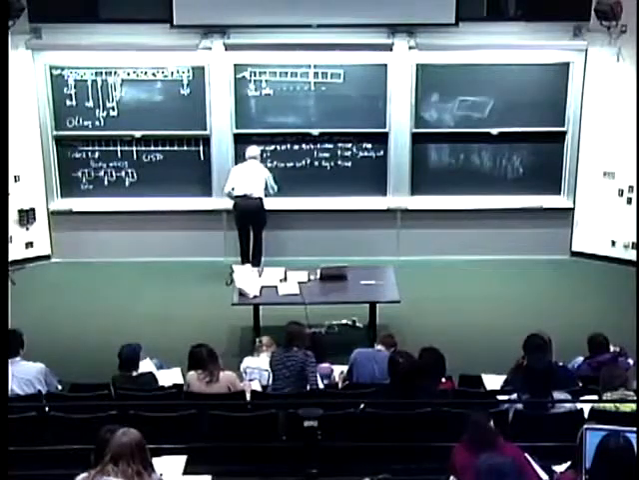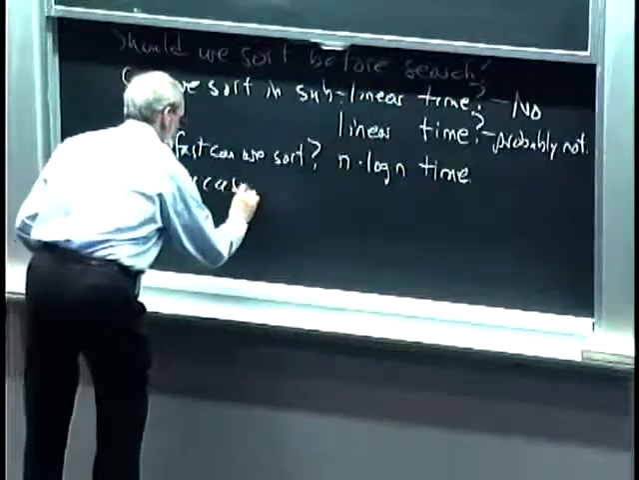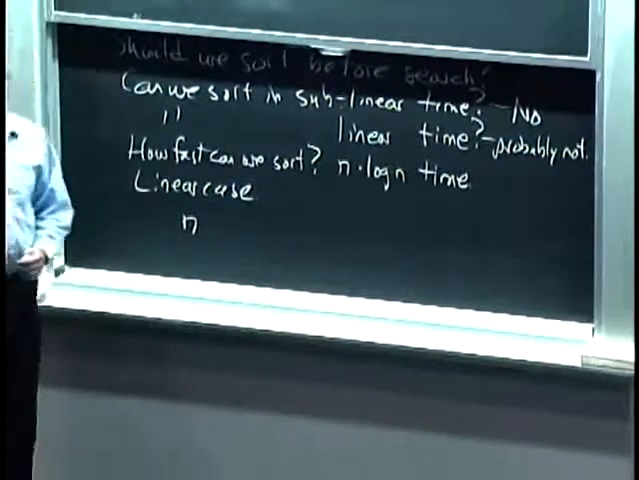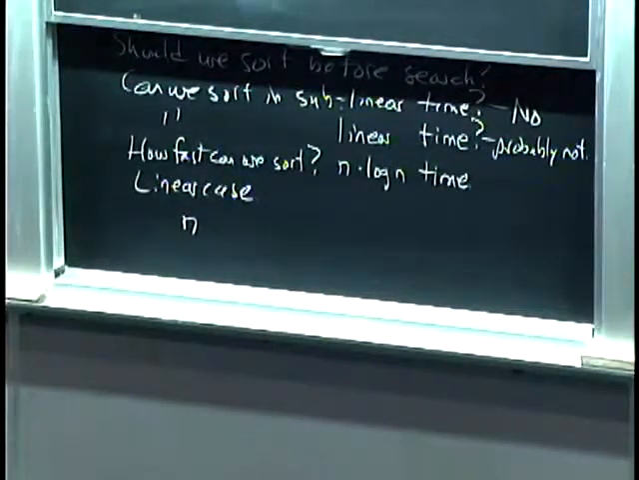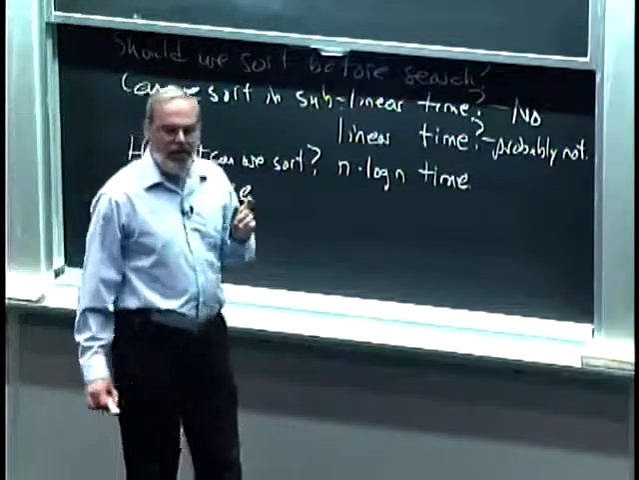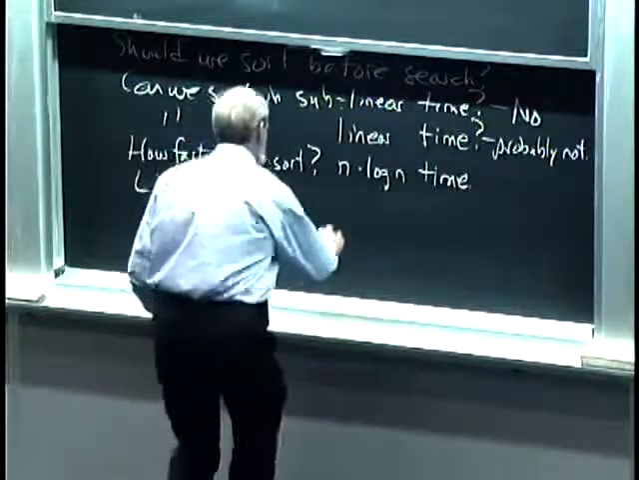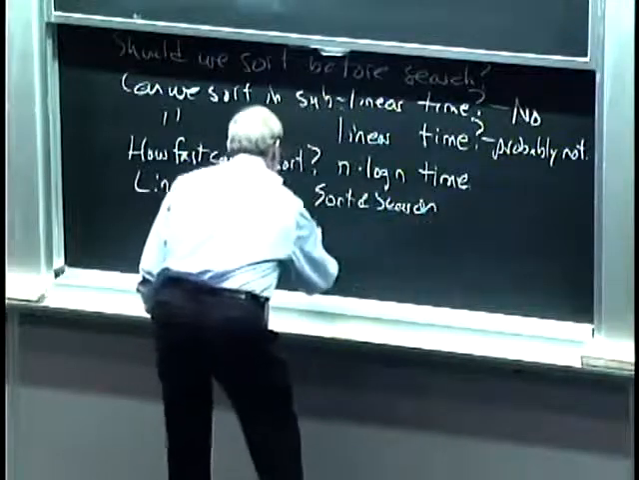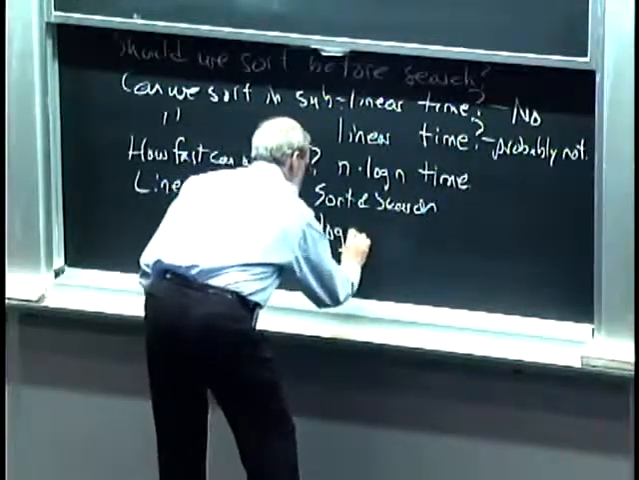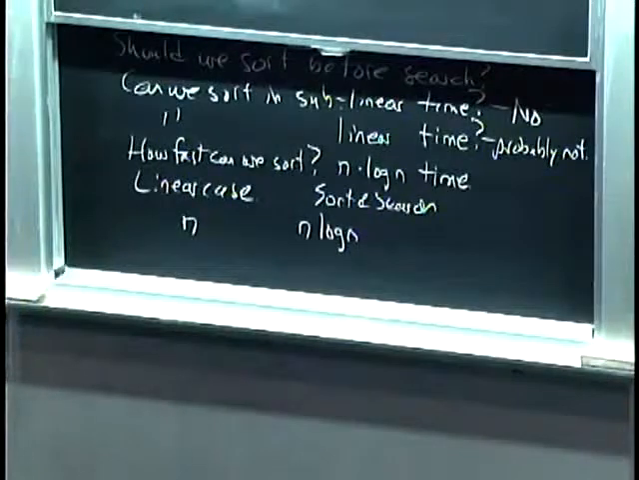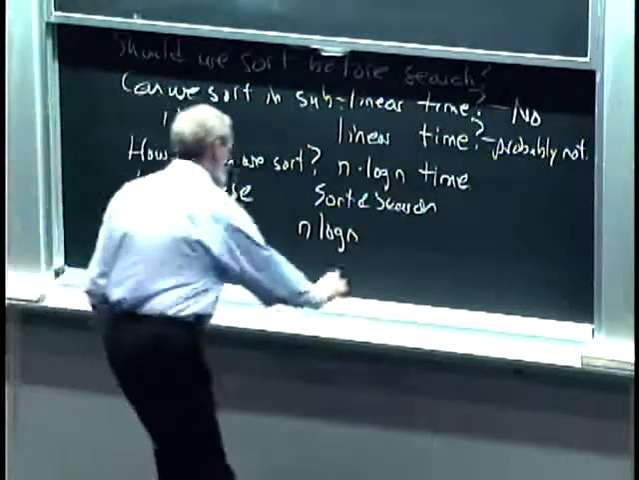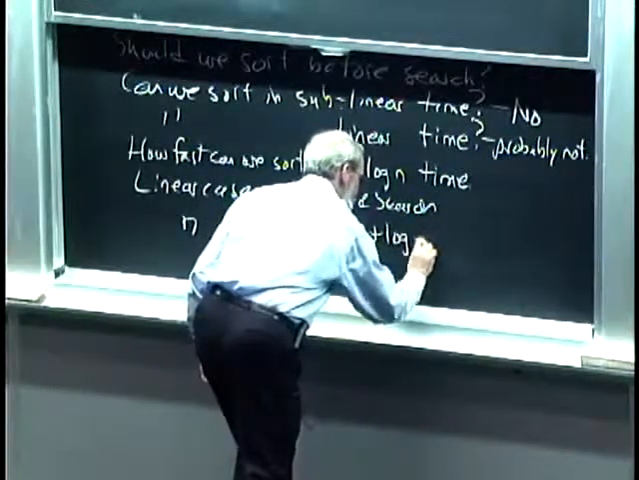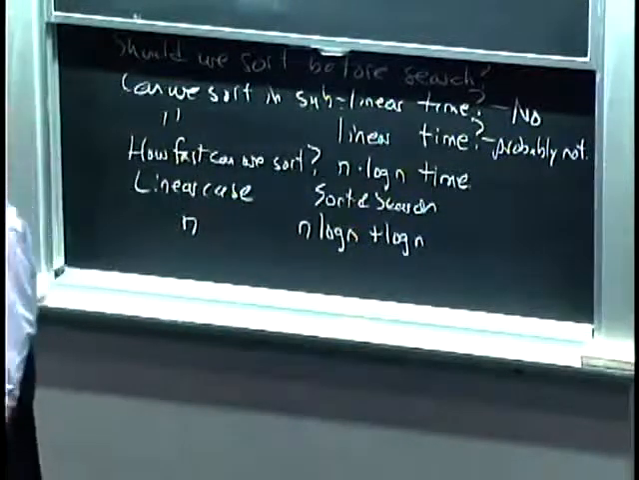Okay, so let's do the comparison. If I'm just going to take an unsorted list and search it, I could do it in linear time, right? One at a time, walk down the elements until I find it. That would be order n. On the other hand, if I want to sort it first, if I want to do sort and search, I want to sort it. It's going to take n log n time to sort it. And having done that, then I can search it in log n time.